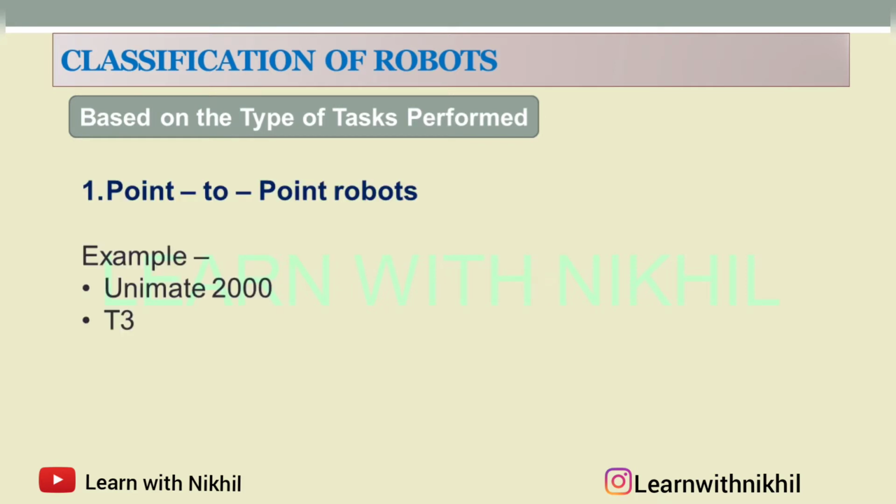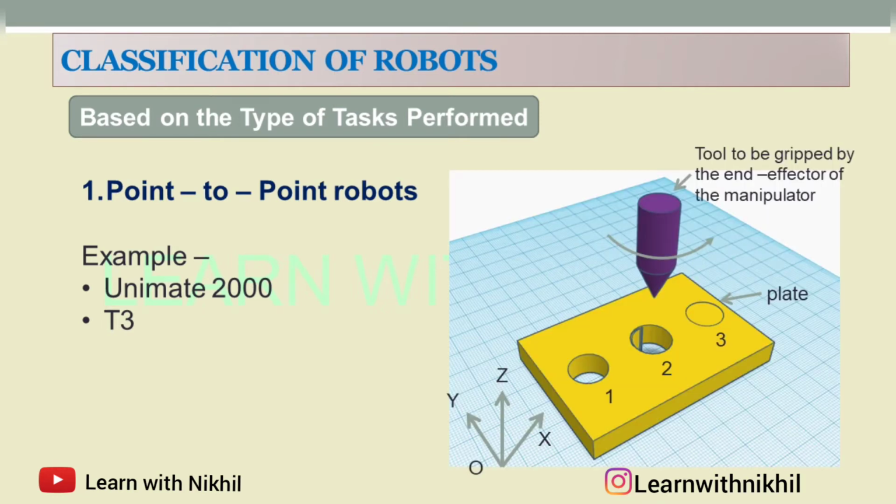So first, point-to-point robots. This is the example of a point-to-point robot. Here you can see this is the end effector or a gripper. As you know, at the end of the robot you have an end effector. Manipulator is nothing but the robot, and at the end it has an end effector which is a gripper, and this is gripped. So this is a tool. This tool can be anything. It can be a welding machine, it can be a drill, it can be anything. So this can change as per our need.